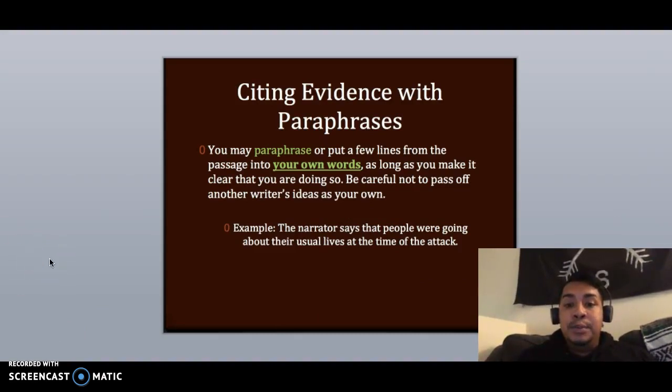If you're going to cite evidence with paraphrase, you may put a few lines in your own words. So be careful not to pass off the writer's ideas as your own. You have to say that the writer says or the narrator says, and then you put it in your own words. You're not going to just put it in your own words and act as if it was your words. So the example says, the narrator says that people were going back about their usual lives. So they did use the text, but they didn't use the exact words that it used.